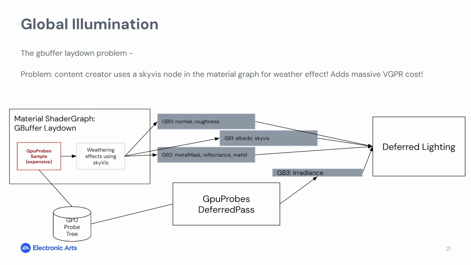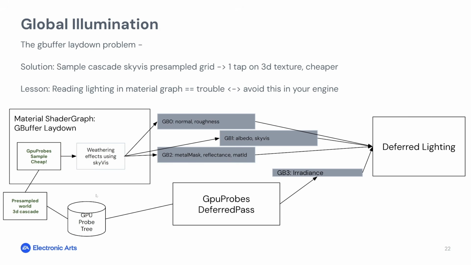So how do we fix this? We build a presampled world 3D cascade, which is just a very simple box around the camera, a set of cascades.